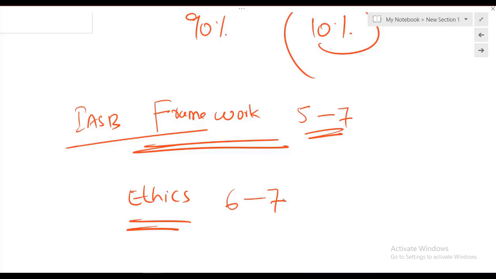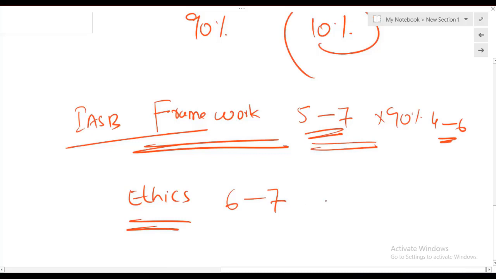But to be very honest, if any one of you is really good in consolidation, number one, if you are really good in the IASB framework and you are really good in ethics, then obviously to pass this paper becomes really easy. If you can manage to get around, let's say, 22 to 24 marks from the consolidation, from the framework, if you are able to get around 90% marks from the question, let's say if you can manage to get 4 to 6 marks, and same applies here if you can manage to get 5 to, let's say, 6 marks. So it means only the 3 areas. If you're just focusing on 3 areas, you can easily get around 30 to 33 marks.